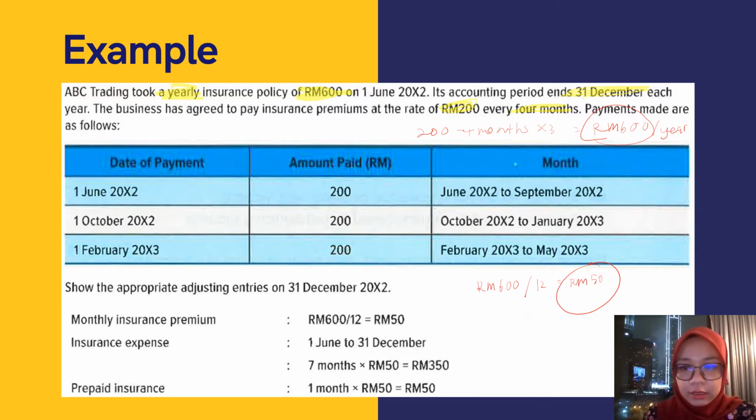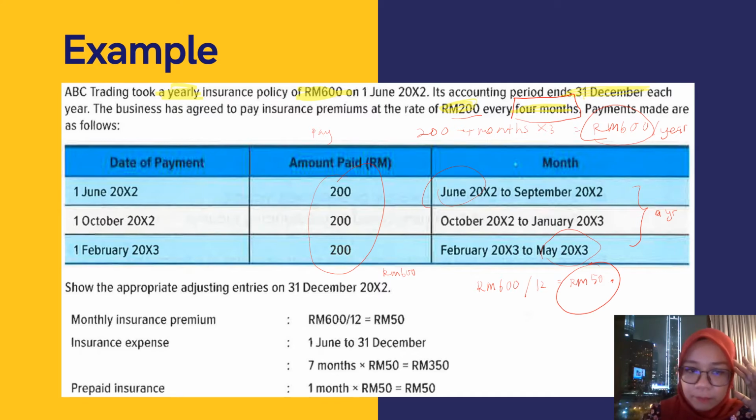This is the payment table, from June up to May, meaning the payment table for a year, equals 600 ringgit. Each month the insurance premium incurs 50 ringgit. But the company paid 200 ringgit every 4 months, so it pays in advance.